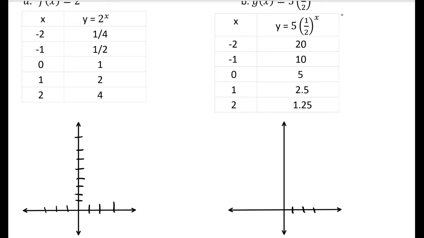All right, so for this one, we have when x is -2, y is pretty small, 1/4. That's 0.25. And then 1/2 is 0.5. Okay, so when x is -2, we got 0.25, which is pretty small. When x is -1, you get 0.5, so about a half. When x is 0, you get 1. When x is 1, you get 2. And when x is 2, you get 4.